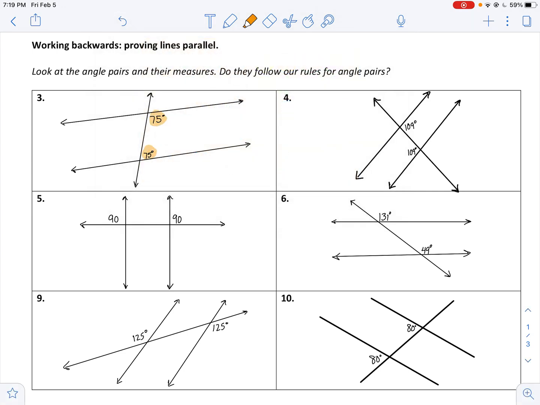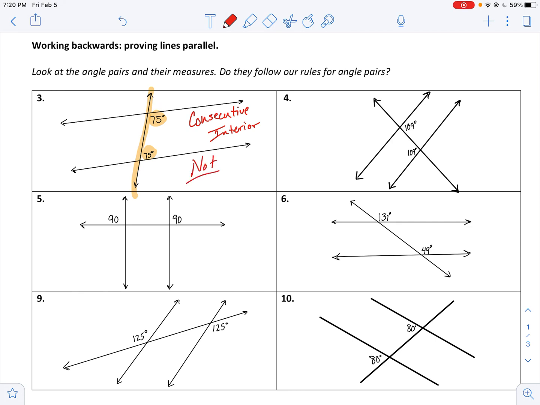So our first pair, they're inside the two parallel lines. They're on the same side of the transversal. So these are consecutive or same side interior. And if they're consecutive interior, they should be supplementary. They should add up to 180 degrees. And these don't do that. They're the same measure. So since these do not follow my rule, the lines are not parallel.